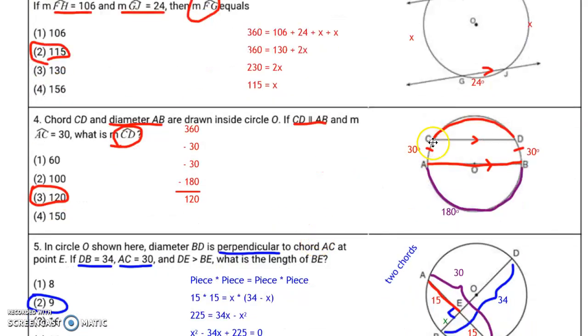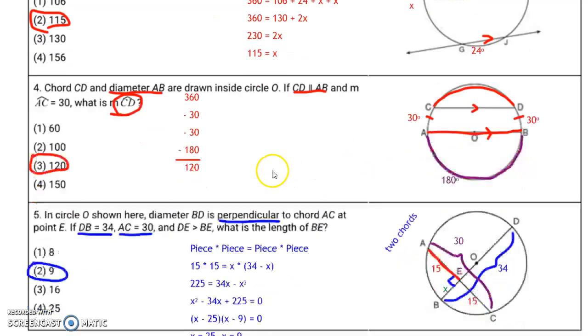For the fourth one, same idea, these two arcs are the same as each other, so if this one's 30, this must be 30. If AB is a diameter, that means this arc, this purple arc here, is going to be 180. So adding them all together and subtracting that from 360 gets you 120. So this arc up here is going to be 120.